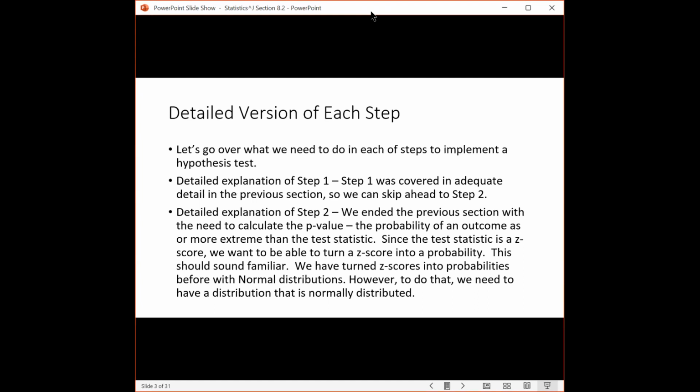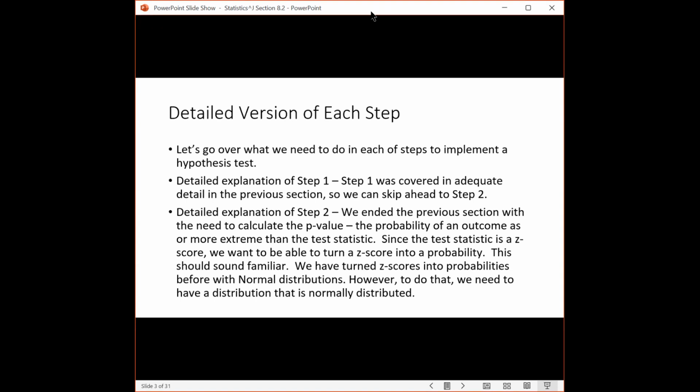Okay, so let's go through each of the steps one by one. For the most part, because we covered step one in sufficient detail in the last section, we're actually going to skip over step one, but we're going to go through steps 2, 3, and 4 in some more detail. All right, so we ended the previous section with the need to calculate the p-value. That's the last thing that we did.